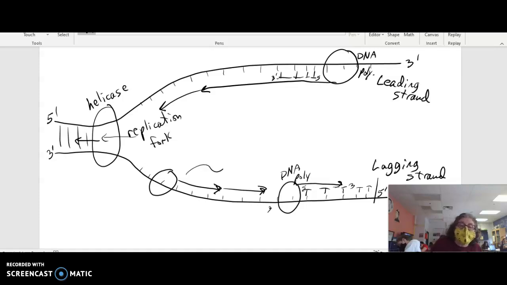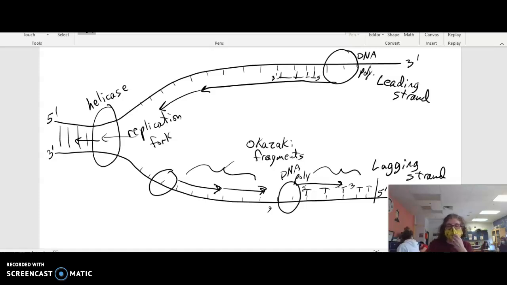So these pieces here that result, this piece and this piece, are called Okazaki fragments, because Mr. Okazaki was the one who discovered them. It's a little bit more piecemeal than the leading strand. Okay, does that make sense? So hopefully that will help any confusion that you come across with that.